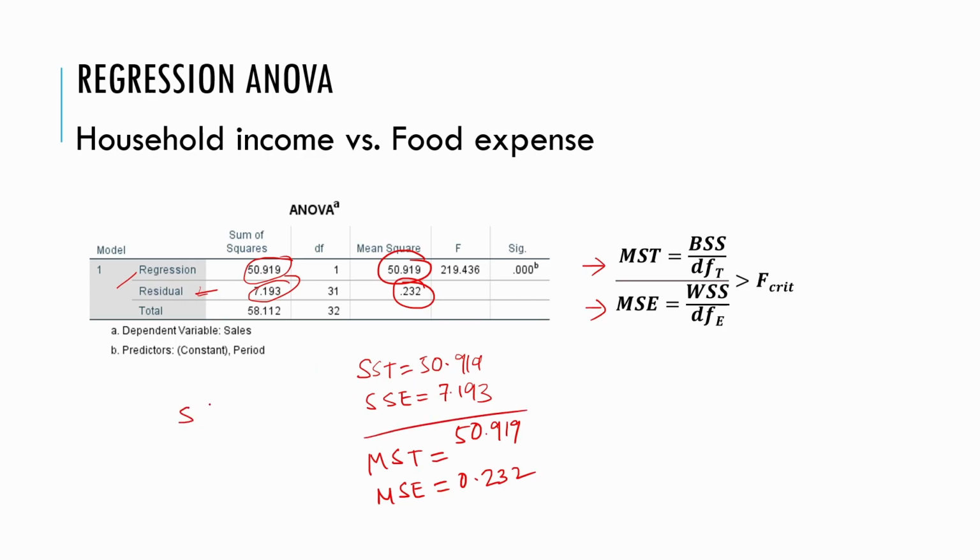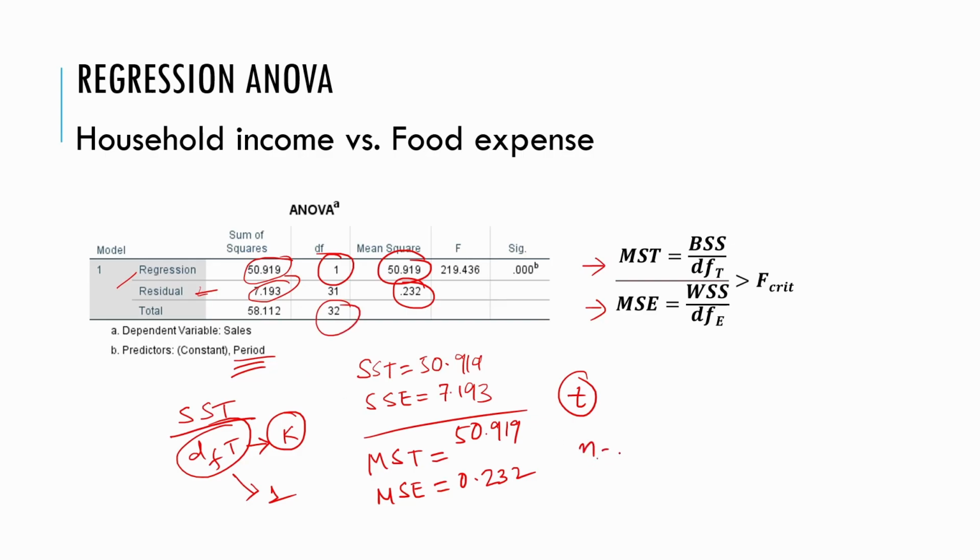They have divided SST by the degrees of freedom of treatment. And what is the degrees of freedom of treatment? This one. This is always equal to your number of independent variables. How many independent variables do you have here? Only one. That is the predictor, the period, basically T. Only one independent variable is there, and therefore the degrees of freedom of treatment will always be equal to 1. And the total degrees of freedom is n minus 1.